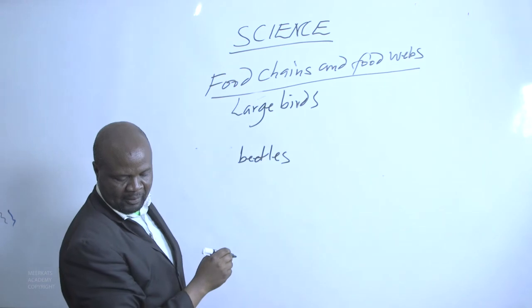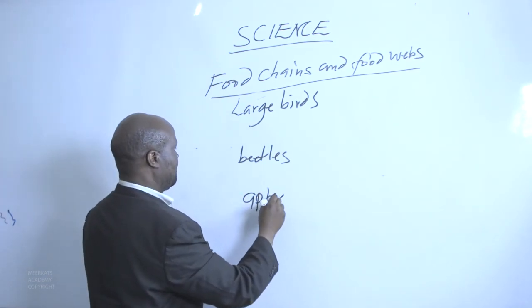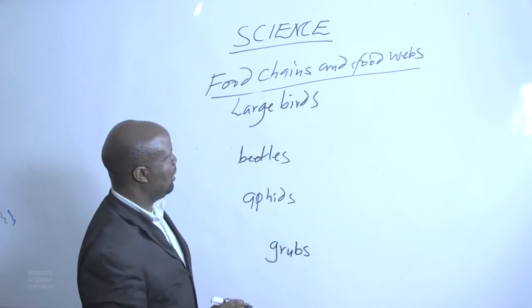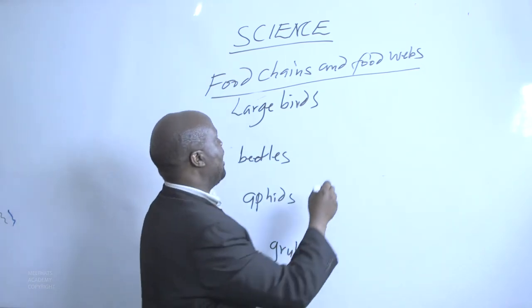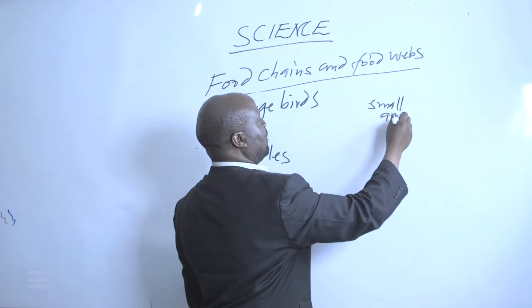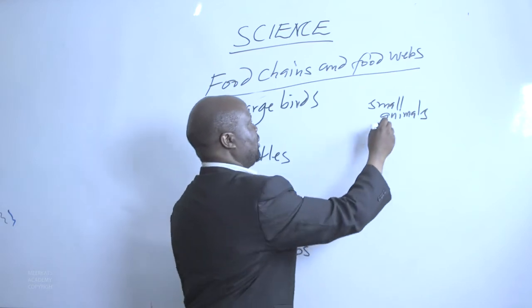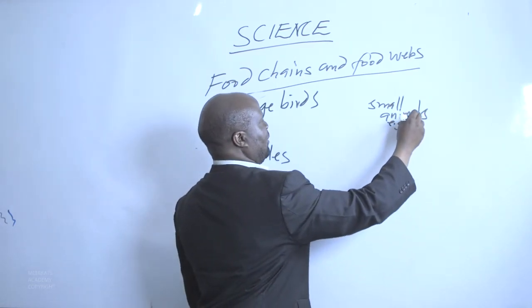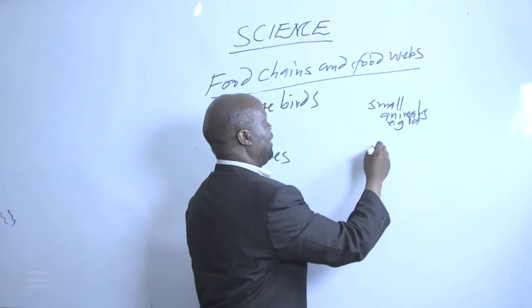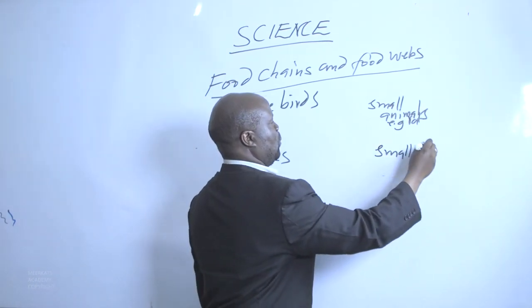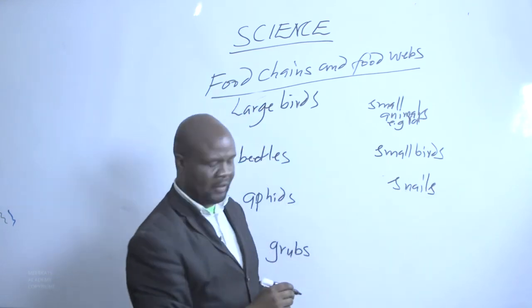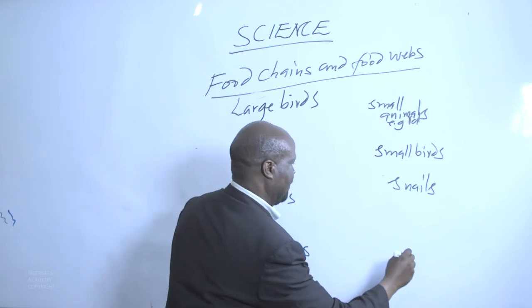We can have beetles, and then we have insects called aphids in this food chain. Then we can have grubs. On this other side of the food web, we can have small animals. There can be rats, small animals, e.g. it can be a rat, that's a small animal. Then we can have small birds. Then from small birds, we can have snails. Then from snails, we can have plants.